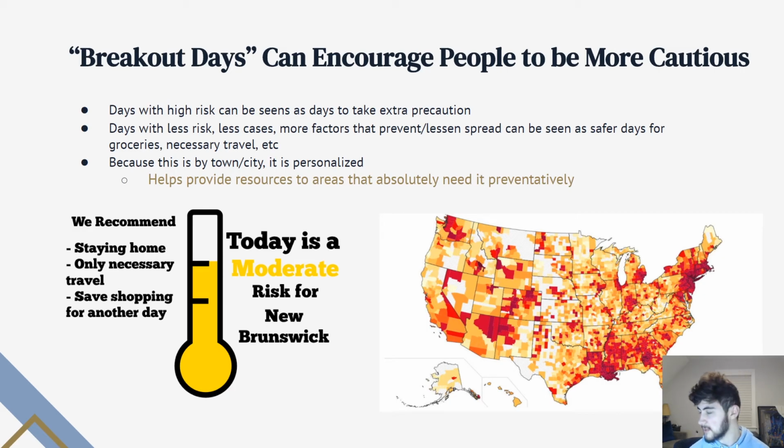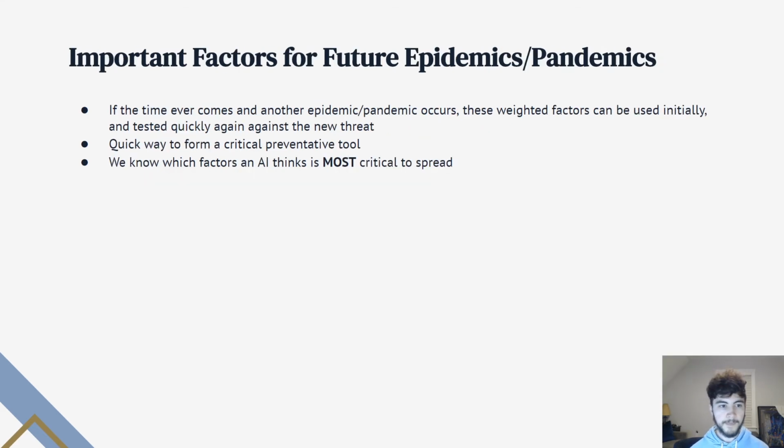And this is just an example of how the UI might look. So this is really important because now we have a preventative tool that can be used in future pandemics and future epidemics to now predict which days will be really high risk. And the factors might be weighted slightly differently, but this is a really great preventative tool.